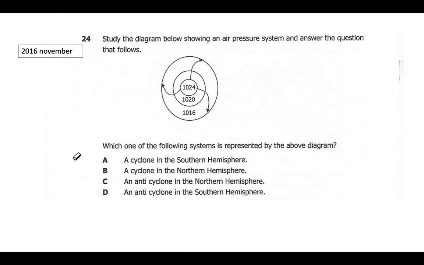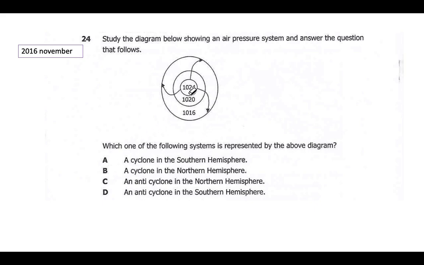Then let's look at 2016. In 2016 the examiner went on to state, study the diagram below showing the air pressure system and answer the questions that follow. So here we have this one. I'm sure you are now able to identify that this is the anticyclone in a clockwise direction. So we are moving toward the right. The wind pressure is moving toward the right. So this is the anticyclone.